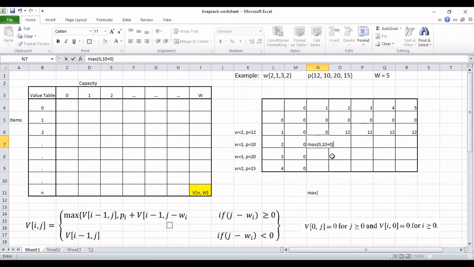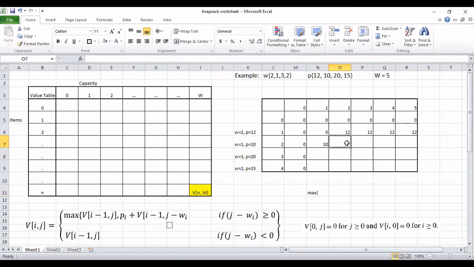Logically, when you look at this value, you have a capacity of 1. You cannot accommodate item 1 because the weight of that item is 2. But you can accommodate item 2, which has weight 1. So therefore, the profit becomes 10. Fine? Likewise, how about the next one?